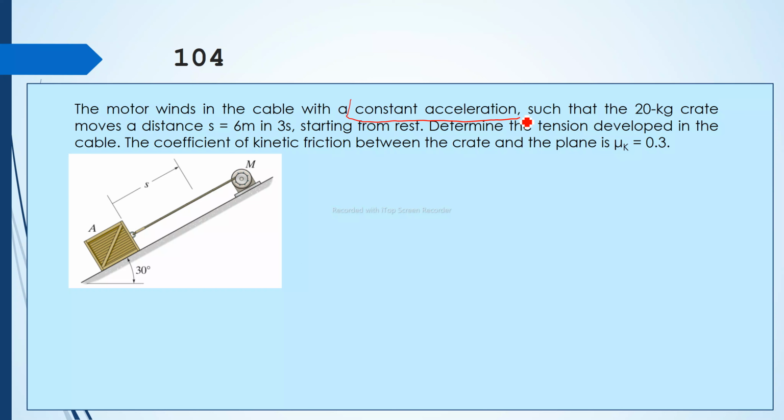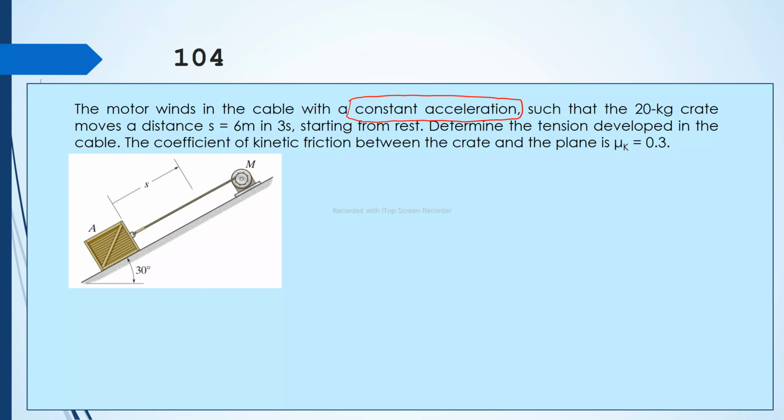Therefore, the constant acceleration kinematic equation can be applied in this one. The problem asks: such that the 20-kilogram crate moves a distance s equal to 6 meters in 3 seconds, starting from rest, determine the tension developed in the cable. The coefficient of kinetic friction between the crate and the plane is mu k equal to 0.3.